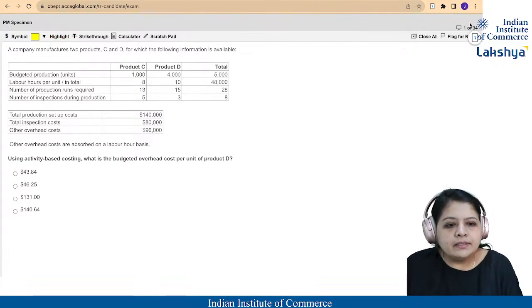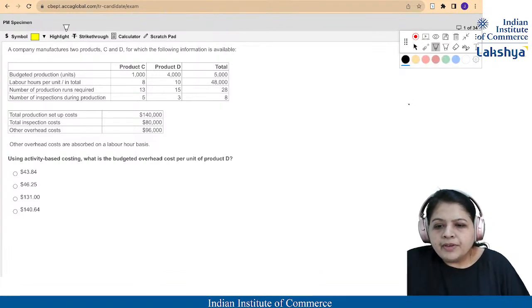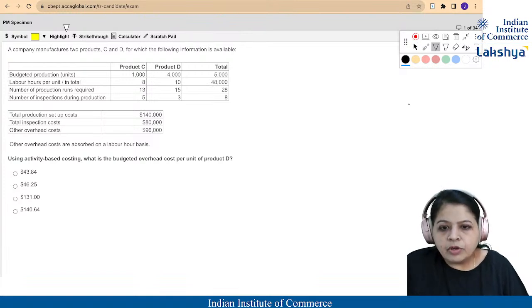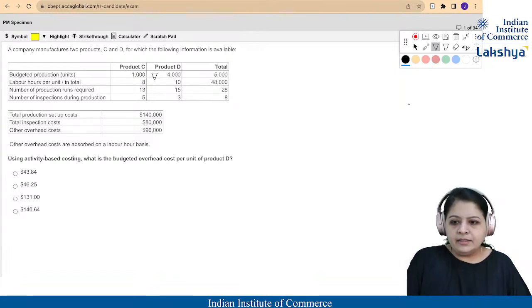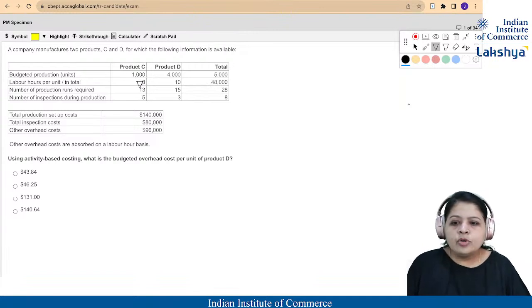What does the question tell us? A company manufactures two products, C and D, for which the following information is available. Your budgeted production hours are given, product C and product D separately. Labor hours per unit are given as 8 and 10. Number of production runs required are 13 and 15. Number of inspections during production are 5 and 3. Total production setup cost is 1,40,000. Total inspection cost is 80,000 and overhead cost is 96,000. Other overhead costs are absorbed on the labor hour basis.